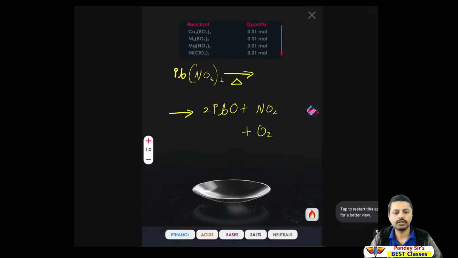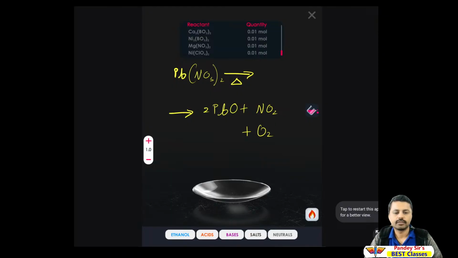So almost 6 oxygen we got. Now, let's see how many nitrogen there are. Nitrogen is 2 and here only 1. It won't work. Okay. So we need 2 times nitrogen also.